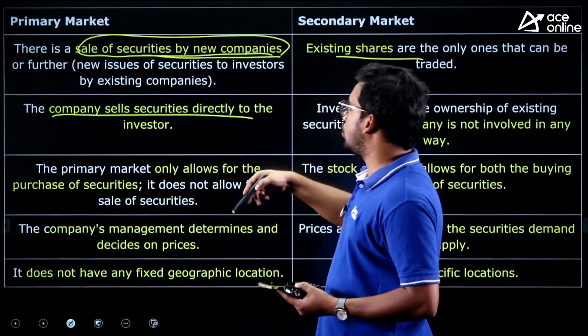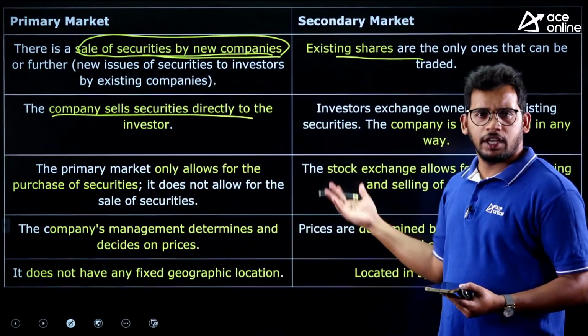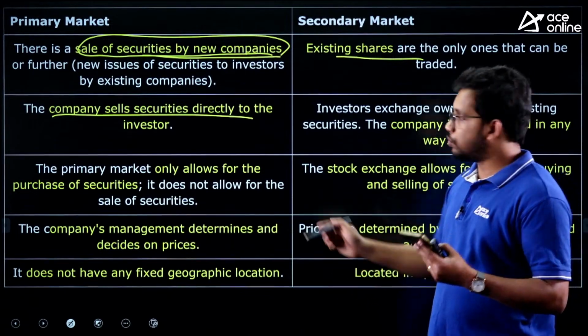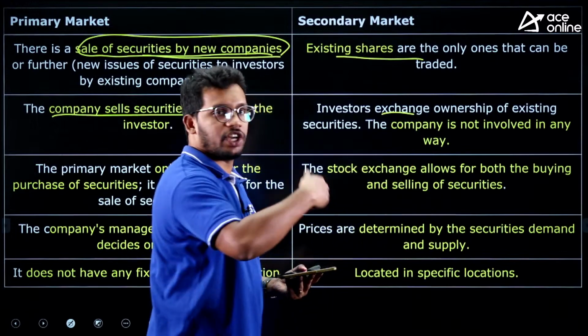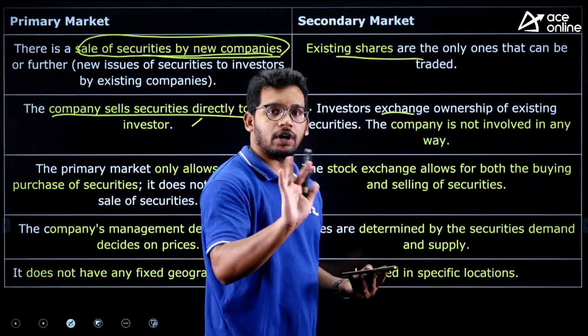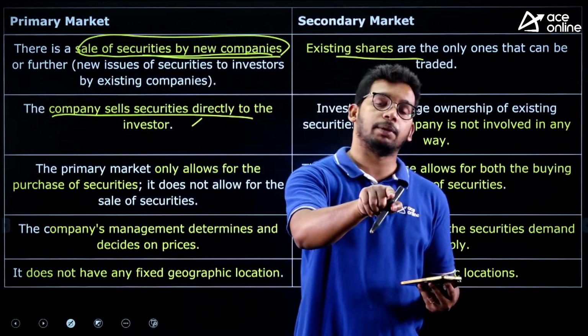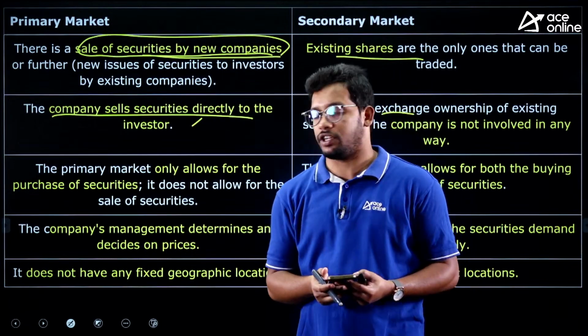The company sells securities directly to the investor. Person A bought it for the first time. So these are primary markets. And in the secondary market, investors exchange ownership between themselves. There is no company involved. The company is only involved in the primary market when they are first releasing their shares.